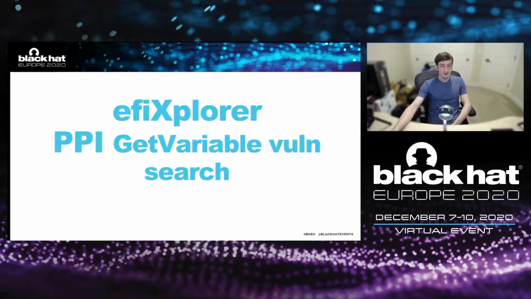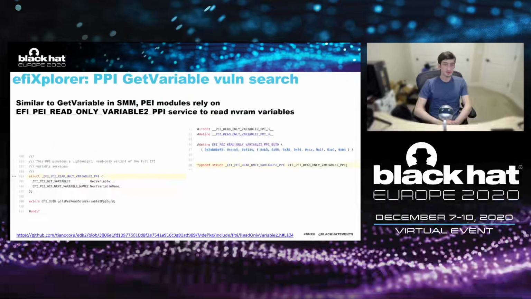Now, the platform initialization stage. What happens with get variable and how get variable works is very, very similar to what we know from the explanation before. However, this attack vector is, we believe, slightly under-researched, and it works very similar to SMM. There is a PPI, which is also an interface. As a developer, you get that interface, and then you use that interface to call things like get variable and things like that.